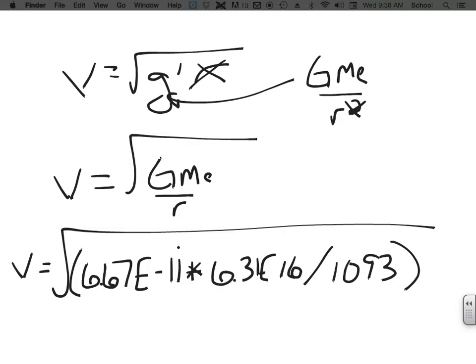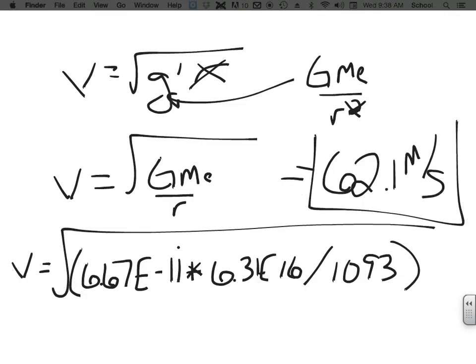So negative 11, oops. Times 6.31 exponent 16 divided by 1093, and we end up with a beautiful 62.1 meters per second. And again, on the little sheet there it says 62.0. Who cares if I say 1 and you say 0? That last number is uncertain. Everybody's happy. And you are now done.